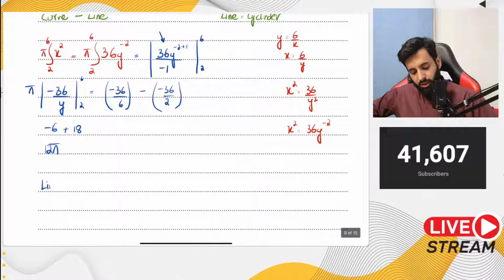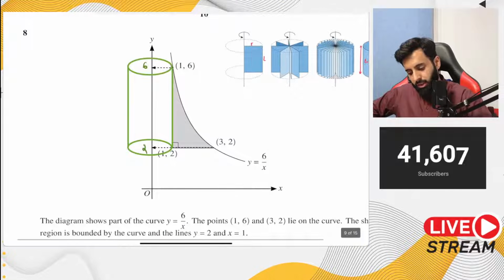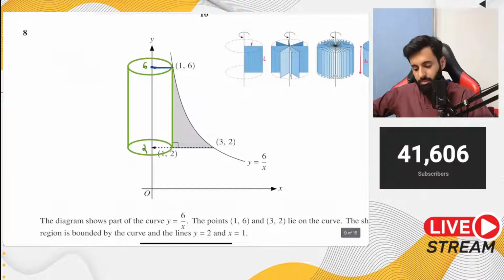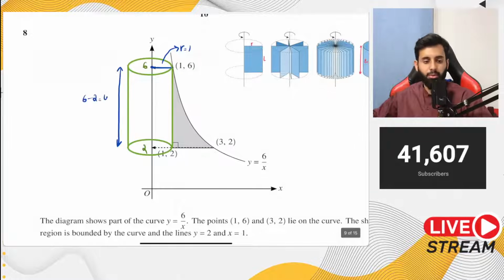The line, as we saw earlier, is basically going to be equal to a cylinder. But the thing is, what will be the dimensions of the cylinder? That's important. As you should know from prior knowledge, in order to find out the volume of a cylinder, we need the radius, which is equal to 1, and we need the height. Now what's the height of this cylinder going to be? It's going to be 6 minus 2, which is equal to 4.